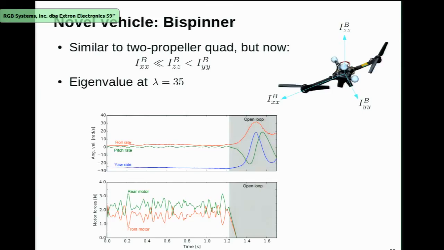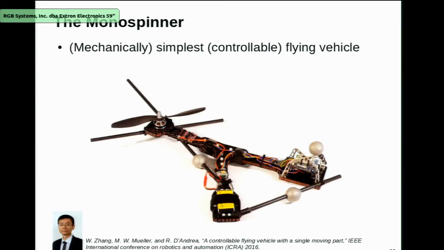So we then used this knowledge, this insight that we had gained, and we tried to create a vehicle that has only a single moving part. And this, we believe, is the mechanically simplest controllable flying vehicle in existence. And it's mechanically simple because it has only a single moving part. It has only this one rotating propeller. So conceptually, it's a propeller tied to a brick.